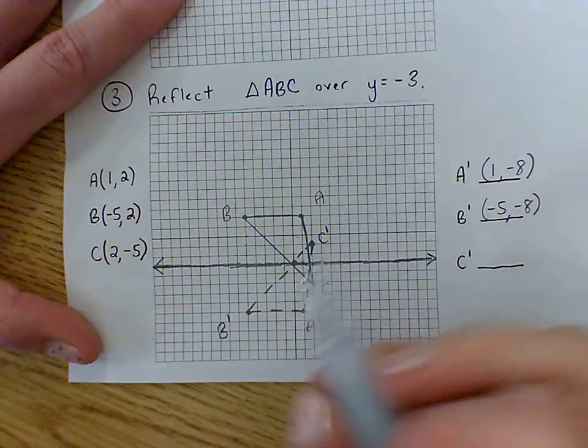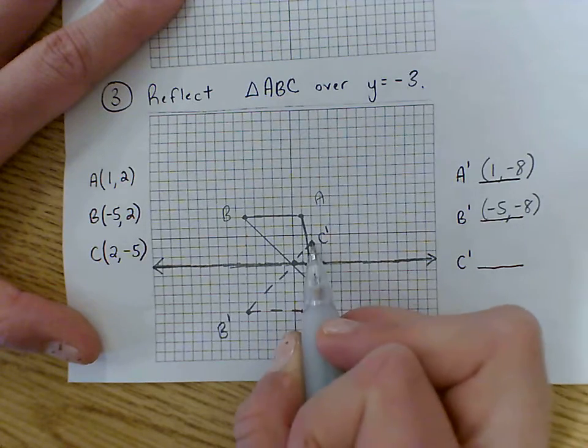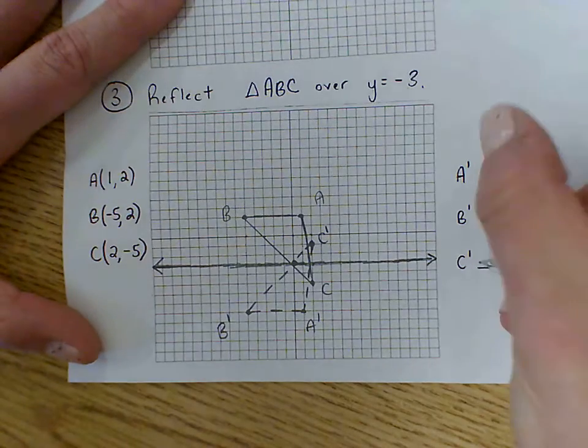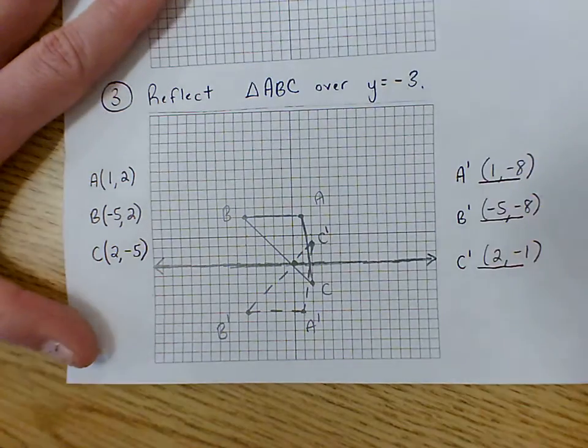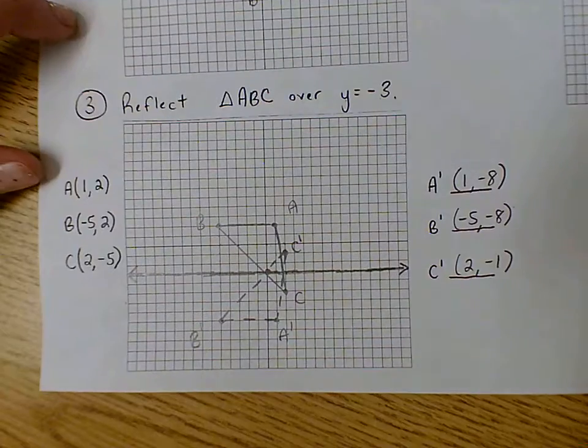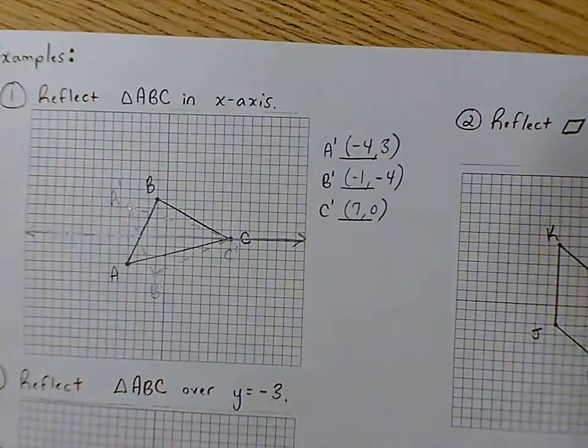And then C prime ended up right here, so we have to go to the right 2 and then down 1. So right 2 would be a +2, and then down 1 would be -1. So that is how you reflect figures over a vertical or horizontal line.